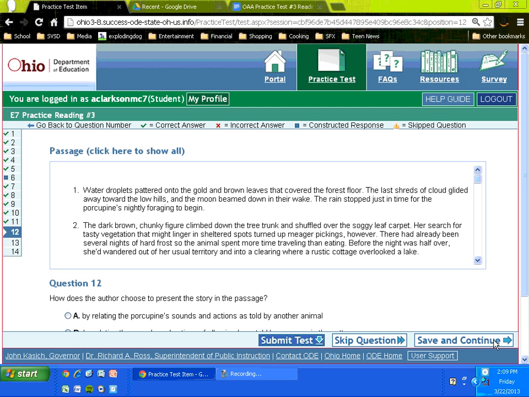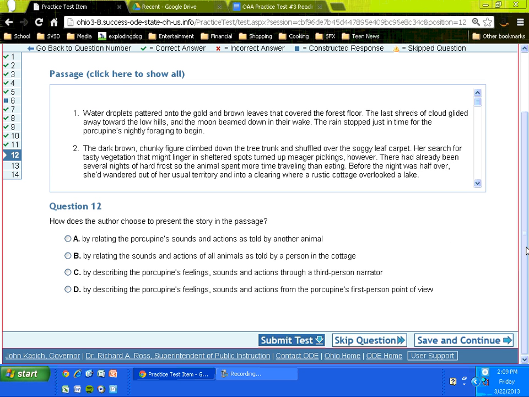How does the author choose to present the story in the passage? The question doesn't really help me present the story. Let's read the answers. By relating the porcupine sounds and actions as told by another animal. By relating sounds and actions of all animals as told by a person in the cottage. By describing the porcupine's feelings, sounds, and actions through a third-person narrator.